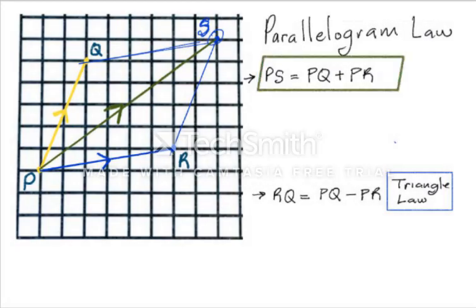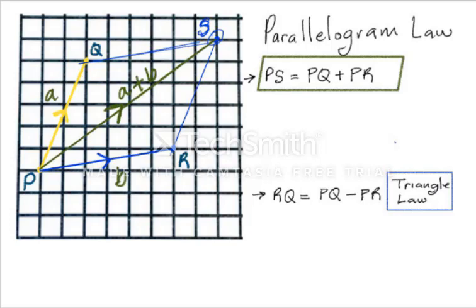Essentially, the parallelogram law of vectors says that if two vectors are acting in opposite direction, the sum of the two vectors can be obtained by completing a parallelogram. So if this is the vector A and this is the vector B, PS would be the vector A plus B.